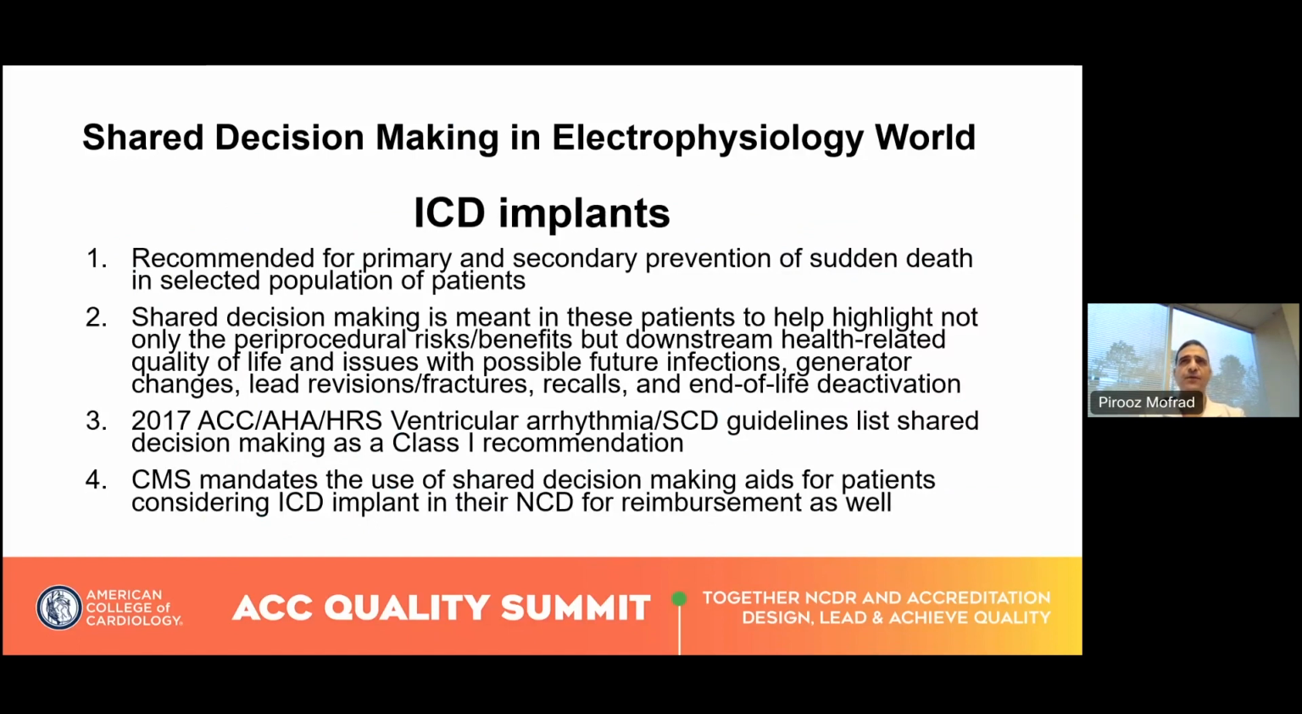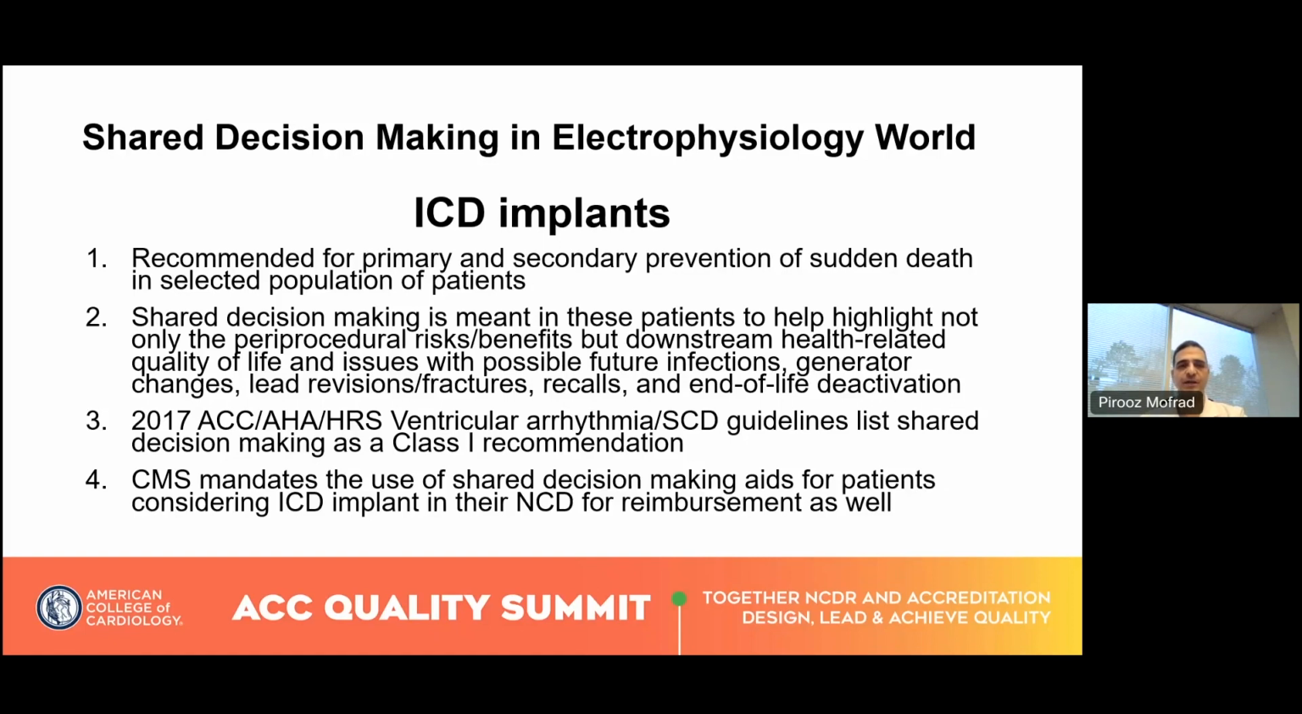As far as defibrillator implants, again, CMS has mandated the use of shared decision-making aids for patients who are going to consider ICD implants. So that means that if it's not documented, reimbursement will not be provided. And if it is provided, they can go back and take the money back if they wanted, as it is a requirement for reimbursement for the physician and the institution.